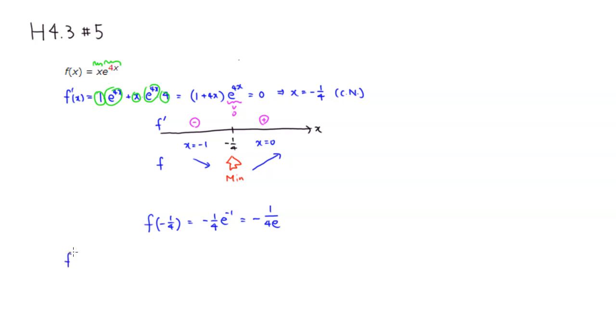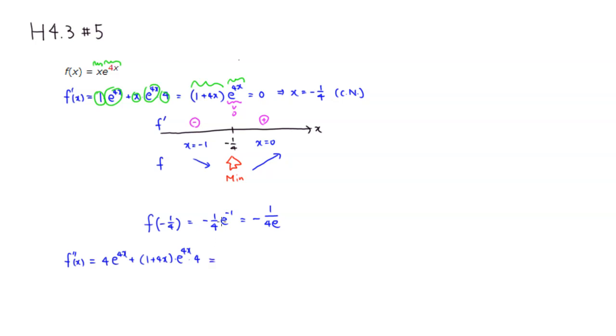So f double prime of x is equal to, so this is our first guy, this is our second guy. The derivative of the first guy is 4 times e to the 4x, plus the first guy, 1 plus 4x, and then times the derivative, e to the 4x times 4. We're going to do the same thing as before.